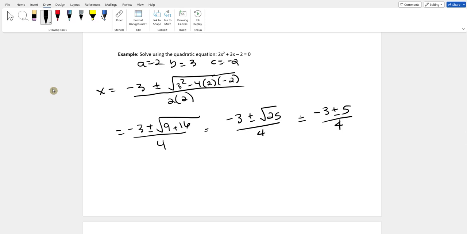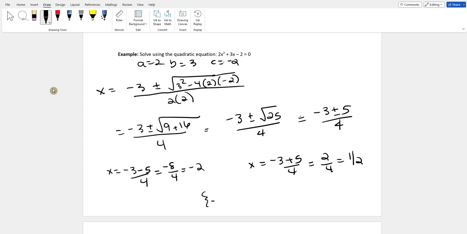So you're going to get two answers. You're going to have x is equal to negative 3 minus 5 over 4, and you're going to have x is equal to negative 3 plus 5 all over 4. This turns out to be negative 8 over 4, which is negative 2. This turns out to be 2 over 4, which is a half. So your answer would be negative 2 and 1/2.